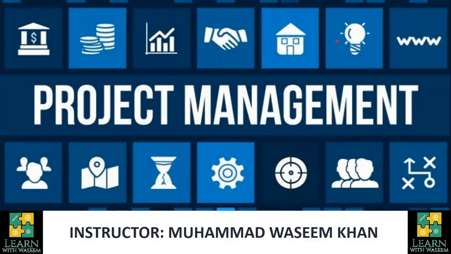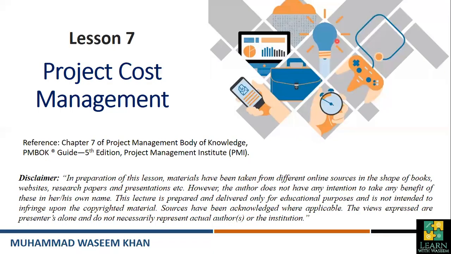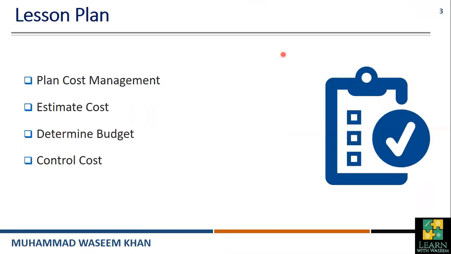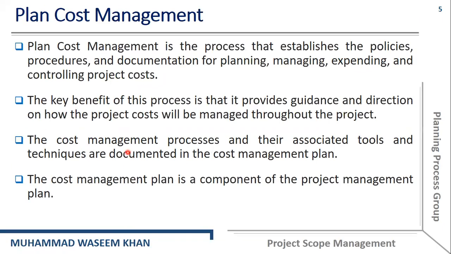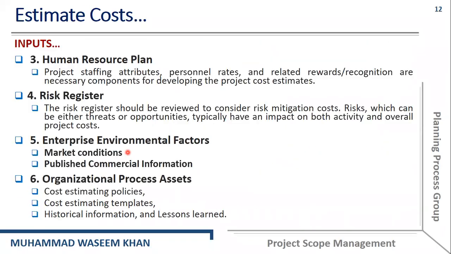As you know, in the previous lecture we discussed the two basic processes of project cost management, and those processes were plan cost management and estimate the cost. Today, we are going to discuss the remaining two processes of project cost management, that is determining the budget and control cost. So let's start with determining the budget.